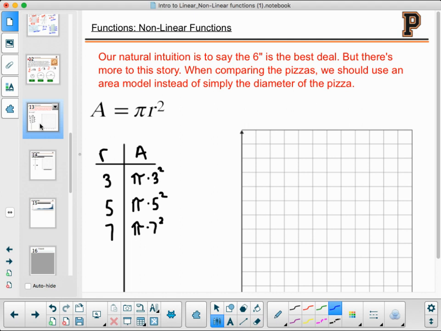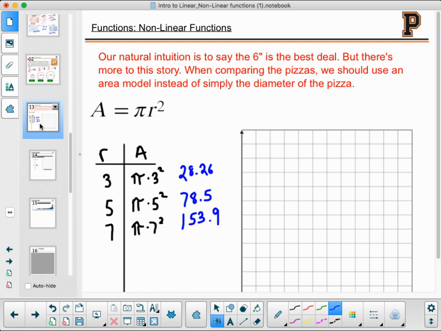3.14 times 9 gets me an area of 28.26. 28.26 is the area of that pizza. With a radius of 5, I take 3.14 times 5 to the second, which is 25. That gets me 78.5. And with the final one, pi times 7 to the second, that's 49 times 3.14. That gets me 153 square units, or square inches in this case.